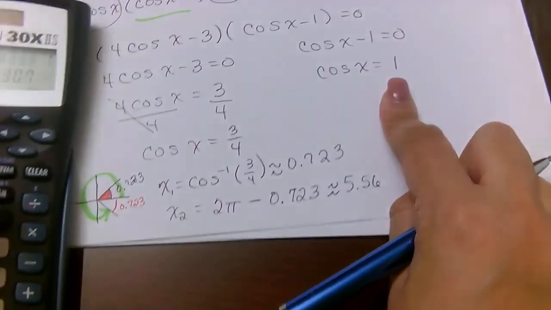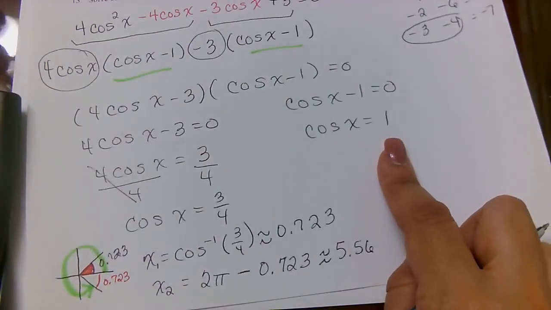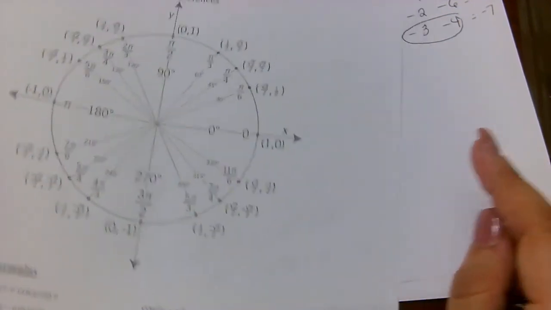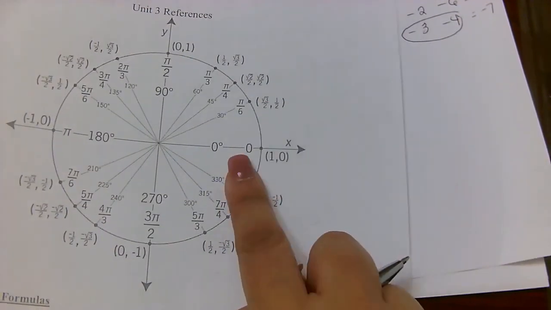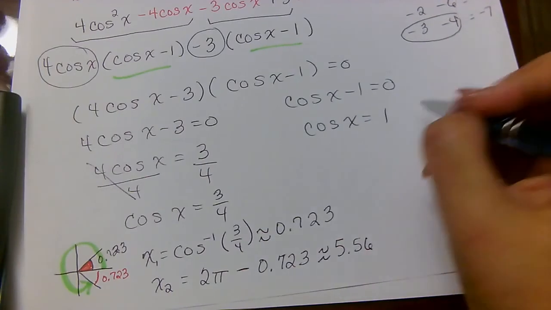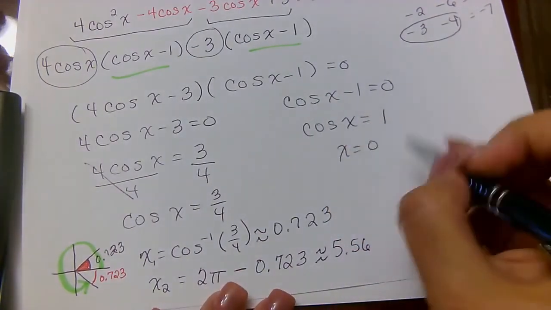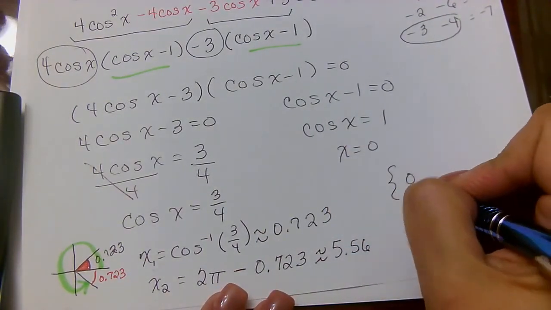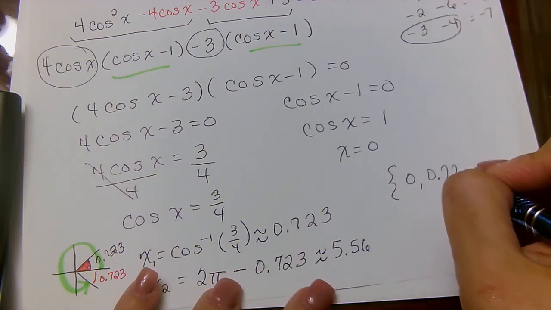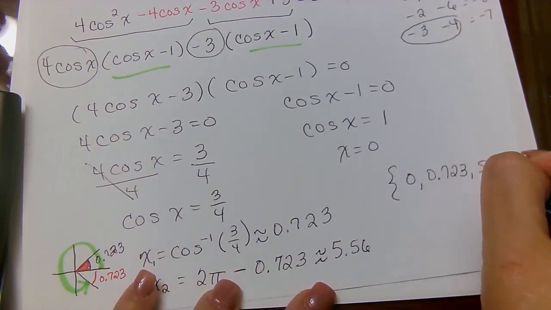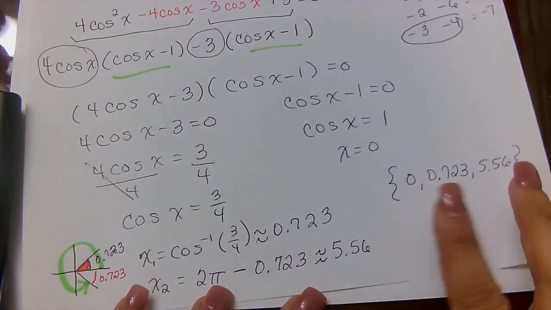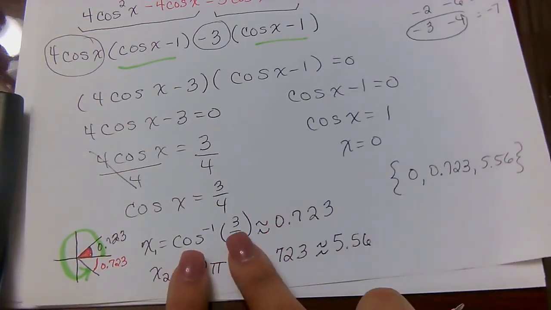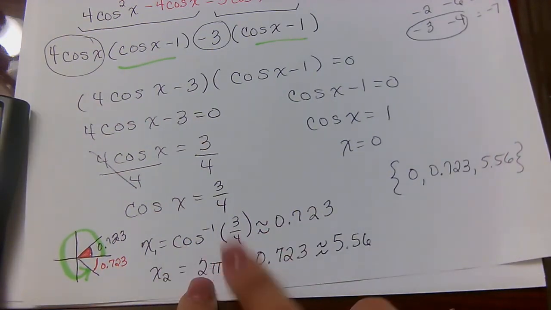Over here, this is on the unit circle, so all we're going to do is find cosine is equal to 1, which is at 0. So x can equal 0. So our three solutions would be 0, 0.723, and 5.56. Okay. If it wanted exact answers, we could use this, and we could also use this minus what we have here.